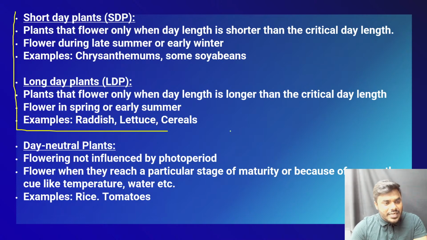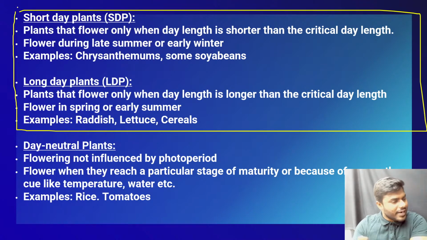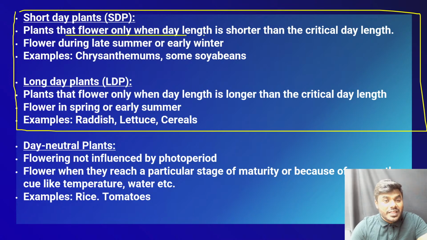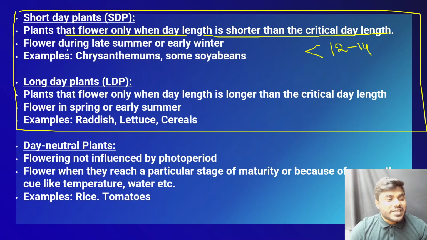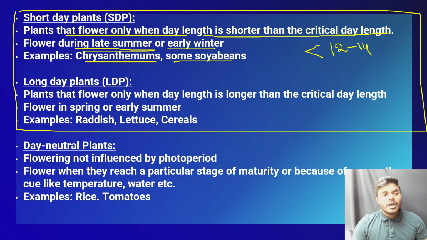Friends, if you understand these two paragraphs, then you can easily understand the experiments we are going to discuss right now. Short day plants, as I said, are plants that flower only when the day length is shorter than the critical day length. What is the critical day length? 12 to 14 hours. If the day length is less than this, obviously they can flower. What's the best example? Chrysanthemum, some soya beans. Actually, short day plants means what, friends? They flower during the late summer or early winter. You know, friends, in the early winter what will happen? The day will be shorter and the night length is increased.